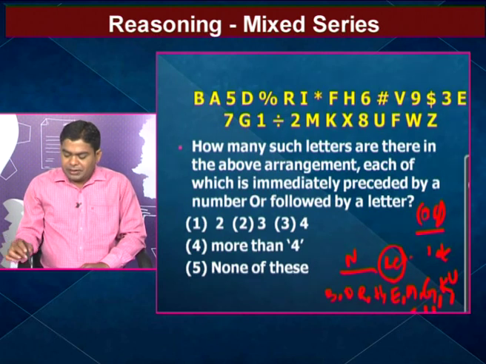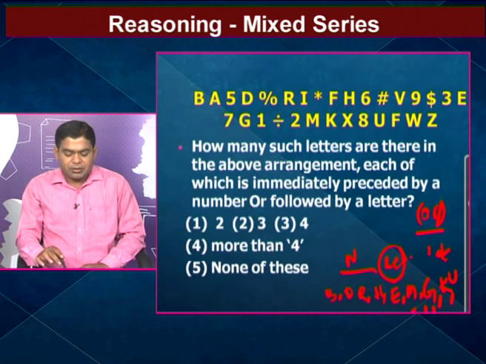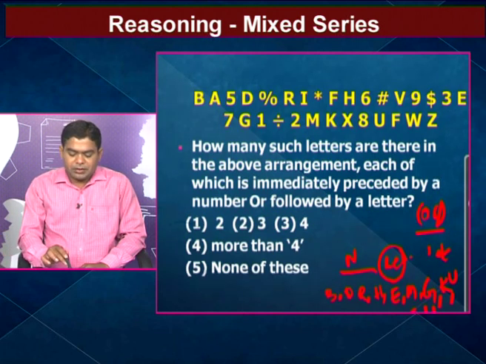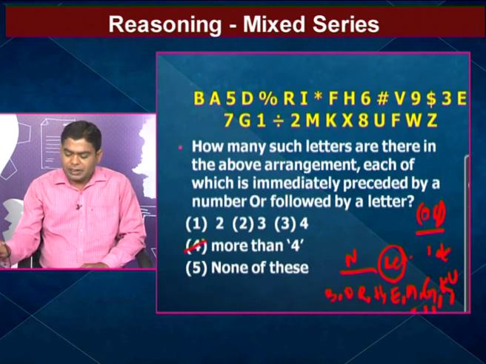So here by observation, 1, 2, 3, 4, 5, 6, 7, 8, 9, 10, 11 letters satisfy the given condition. So according to our question, the first option is 2, the second option is 3, the third option is 4, the fourth option is more than 4, the fifth option is none of these. So here we get 11 letters satisfying the given condition, that means more than 4 is our answer, that means the fourth option is our answer.